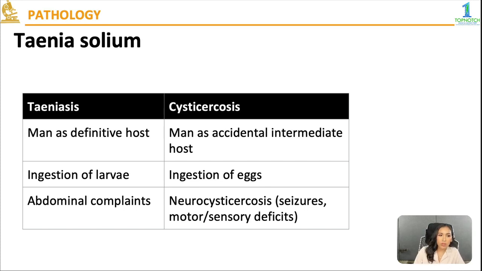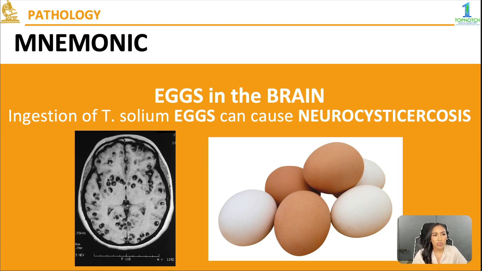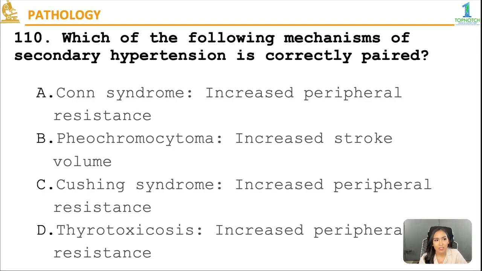So how do you remember, no? So here's a simple mnemonic: eggs in the brain. Ingestion of T. solium eggs can cause neurocysticercosis. So if you look at this CT scan of the brain, di ba parang may itlog-itlog sa brain? So, when you ingest eggs of T. solium, mapupunta yung itlog dun sa utak mo. Neurocysticercosis. Okay? Alright, let's go to 110.